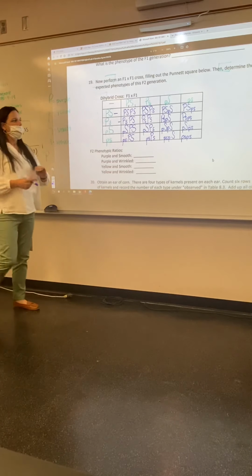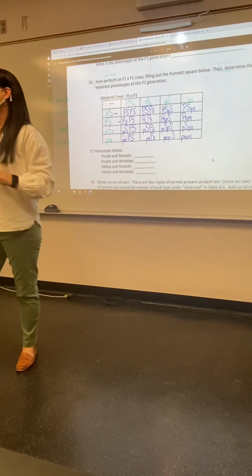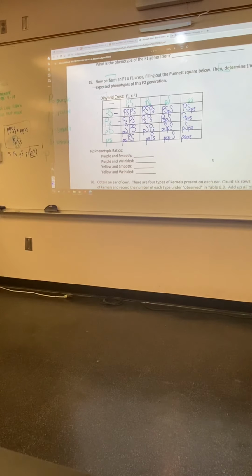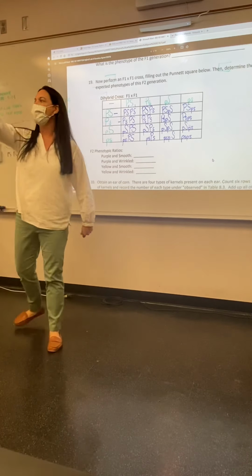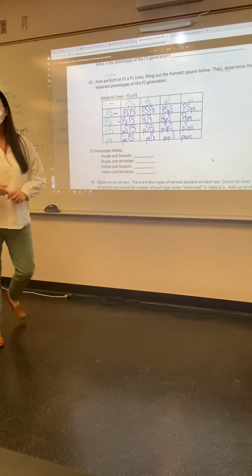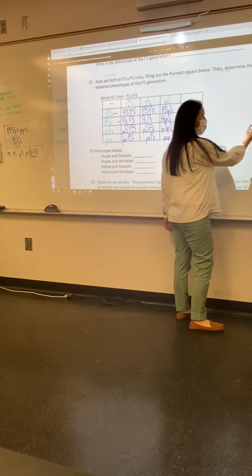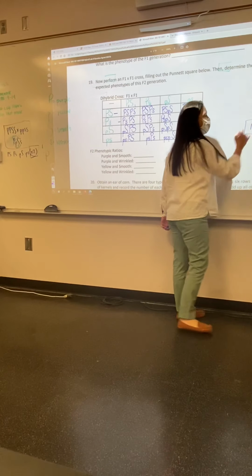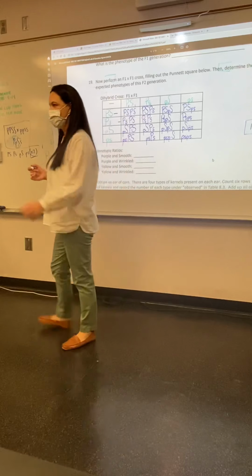Alright. The easiest way, we're trying to figure out a ratio here of what we got. Do we have purple and wrinkled? Do we have purple and smooth? Do we have yellow and smooth or yellow and wrinkled? We got all four. But we want to figure out our ratios. The easiest way to do this is with different colors. Once you cross something out, we cannot use it again. We have a total of 16 squares, so 4 by 4.